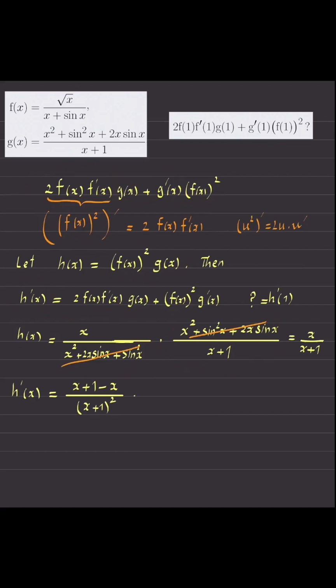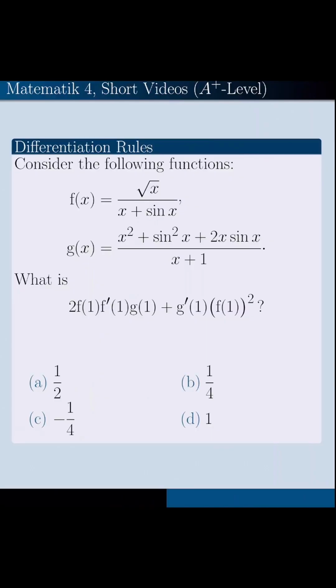But now x and x are also gone, so I have 1 in the numerator and then x plus 1 squared in the denominator. But the question mark, do you remember, is just h prime of 1. So I replace x with 1, so it becomes 1 over 4. So the answer to this problem is just 1 over 4. So this is option B.